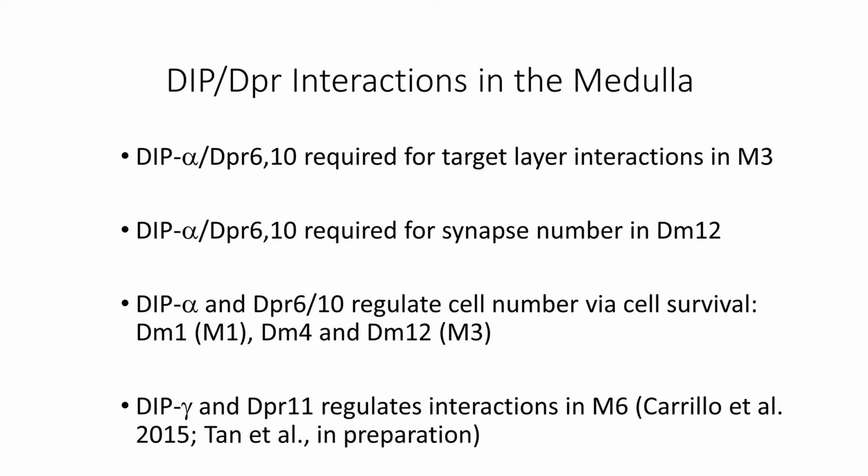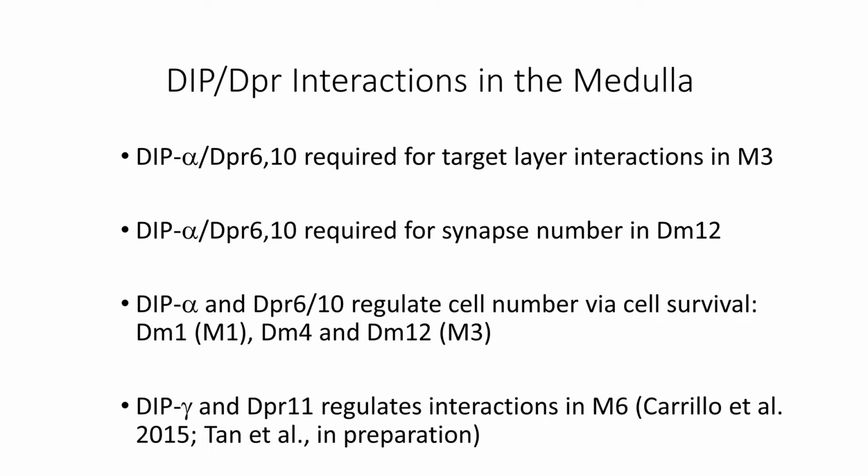We don't know how that works developmentally, but that is quite a clear result. DIP alpha and DPR6/10 also regulate cell number. There's a modest reduction in DM1 and DM, which I haven't talked about, which play a role in M1, where DIP alpha and DPR6/10 are also expressed, as well as for DM4 and DM12, and that is by antagonizing apoptosis upstream of the HID protein, in work that I don't have time to talk about today.